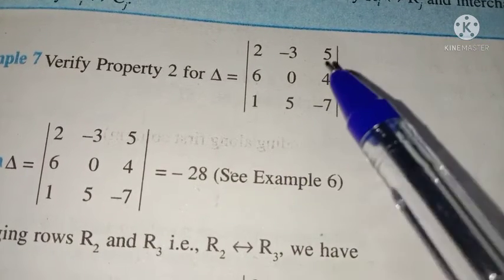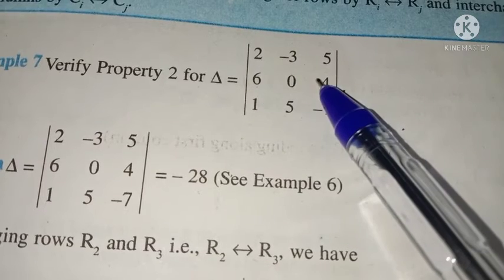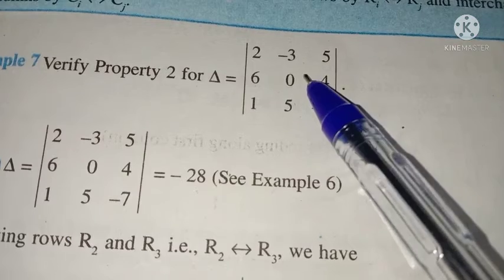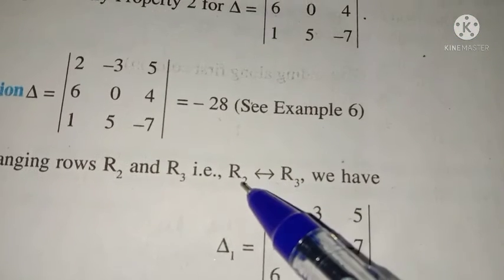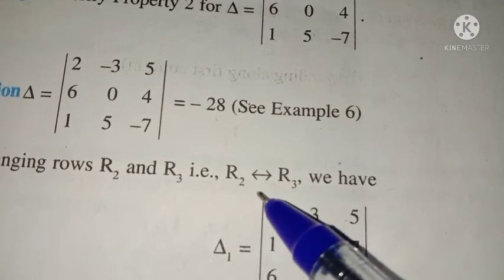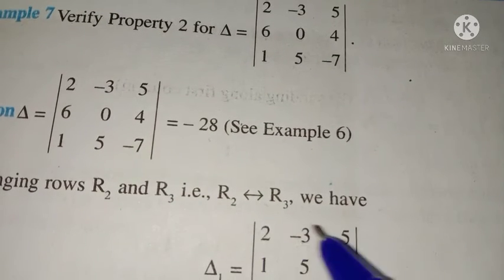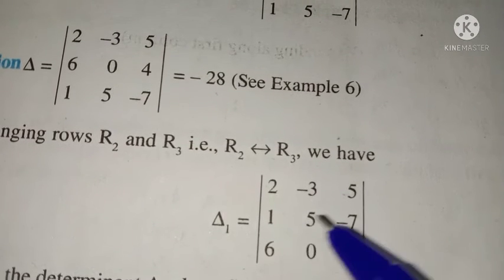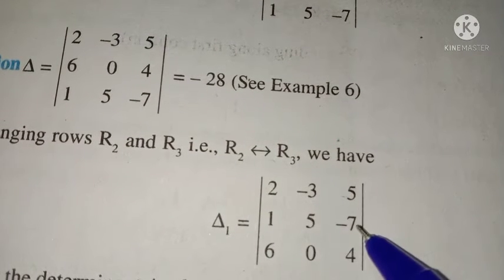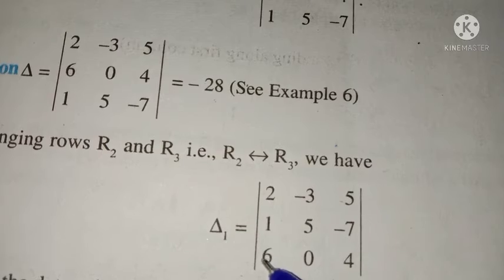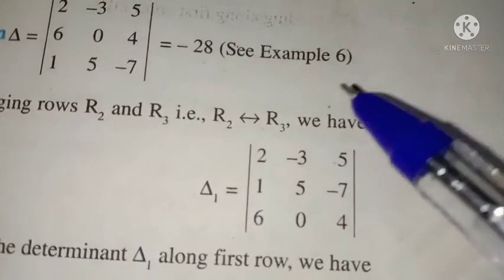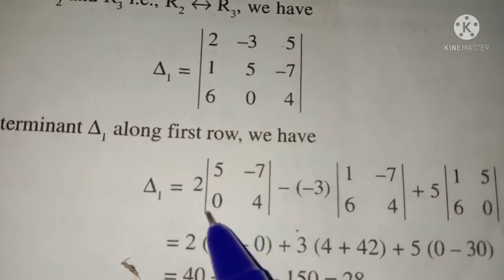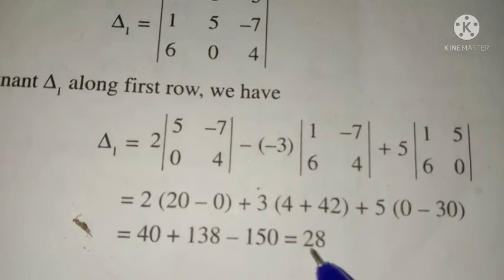R2 and R3. That means R2 is interchanged with R3 and R3 is interchanged with R2. Look here, R2 and R3 are interchanging. So the first row is as such, 2 minus 3 5. R2 becomes 1 5 minus 7. R3 becomes 6 0 4. Now find the determinant value. You can see that the determinant value is equal to 28.